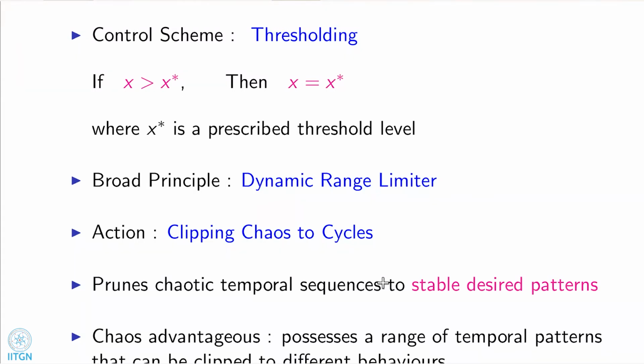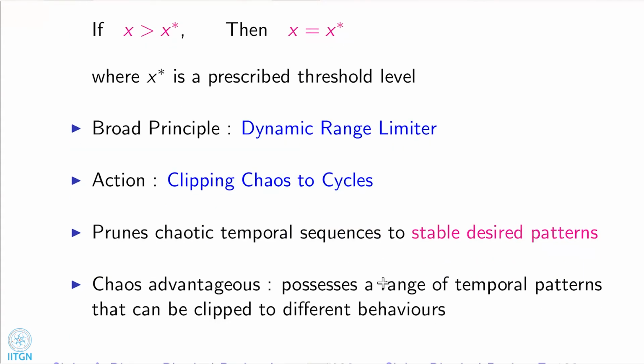The action is that you can clip the chaos into cycles. And so basically you take this thing, you cut it, you stitch it back together, and you can generate a whole lot of desired stable patterns out of chaos. And why is this chaos even advantageous? I mean, I could have done this with the oscillator.